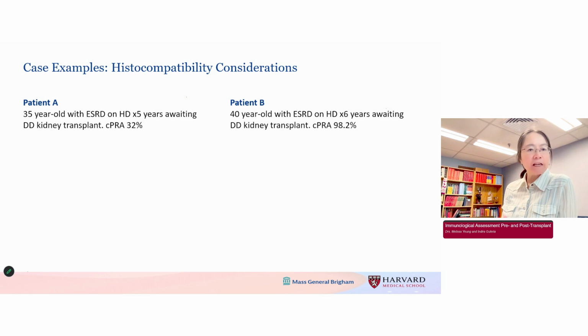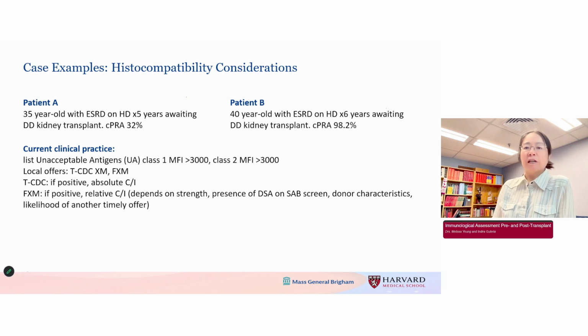So there's patient A, a 35-year-old with end-stage kidney disease who's been on dialysis for 5 years. She's waiting for a deceased donor kidney transplant, and her CPRA is not that high, it's 32%. Contrast that with patient B, who's around the same age, has been on dialysis for about 6 years, but their CPRA is 98.2%. Okay. So in addition to knowing that HLA antibody profile, one, again, needs to consider whether all those antibodies would be considered unacceptable.